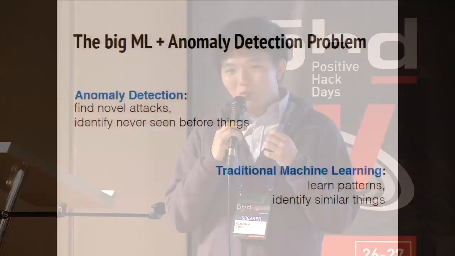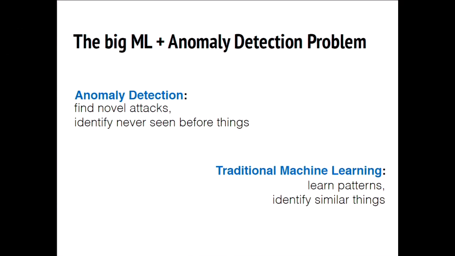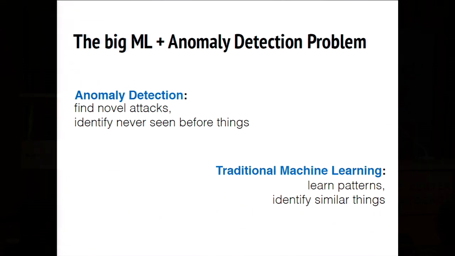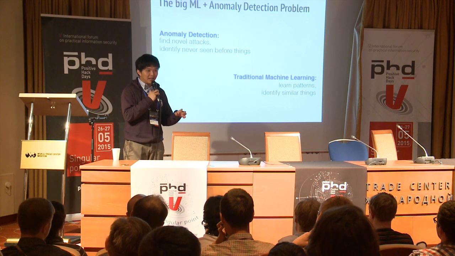So we really see a discrepancy between what anomaly detection uses machine learning for and what machine learning is designed for. Anomaly detection is used to find novel attacks, stuff that you've never seen before. Machine learning is really designed for finding patterns, for finding similarities between things. You can see that with popular machine learning techniques that we'll be going into later, like classification and SVMs. You're training a model to recognize the things that you're training it for.